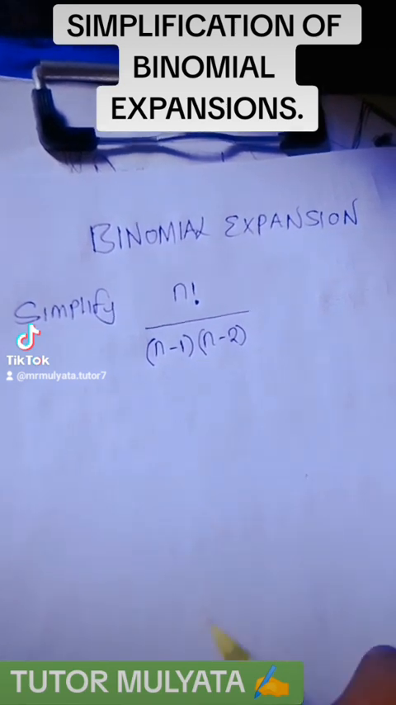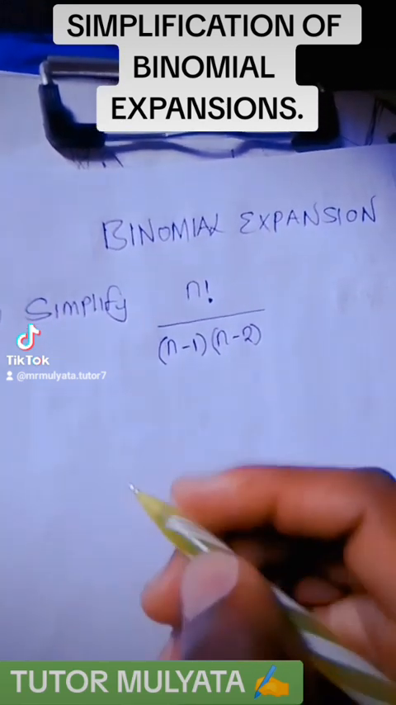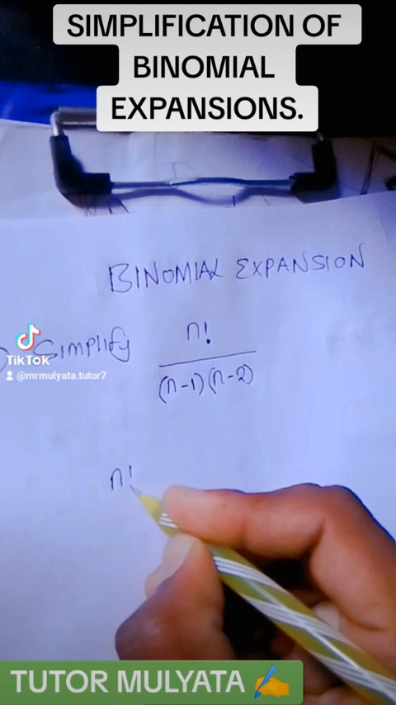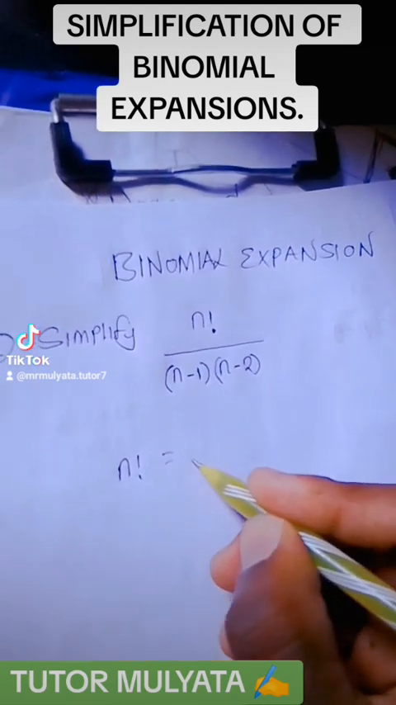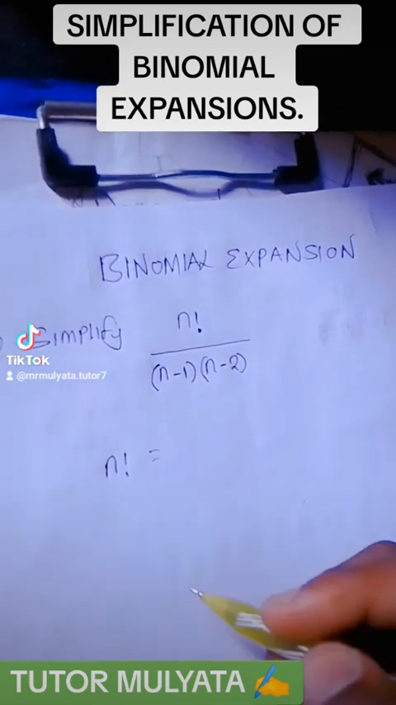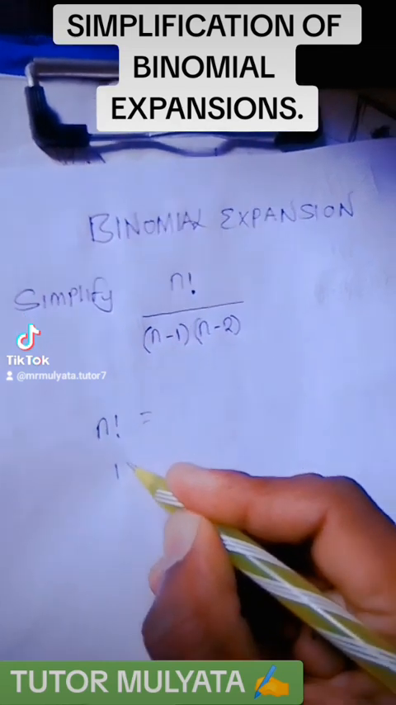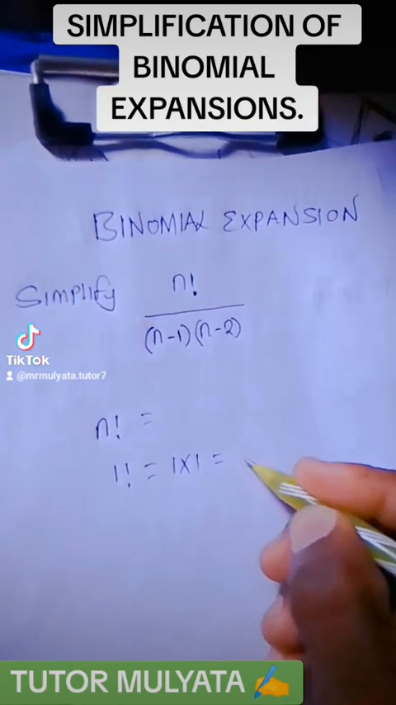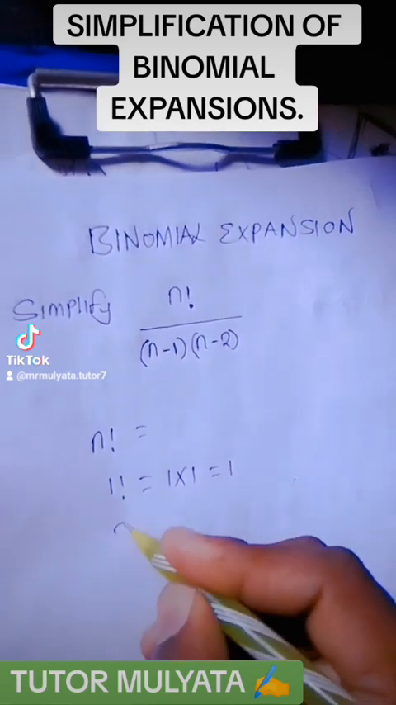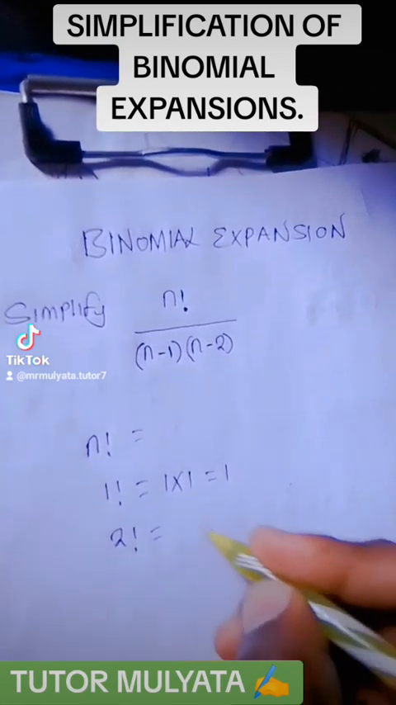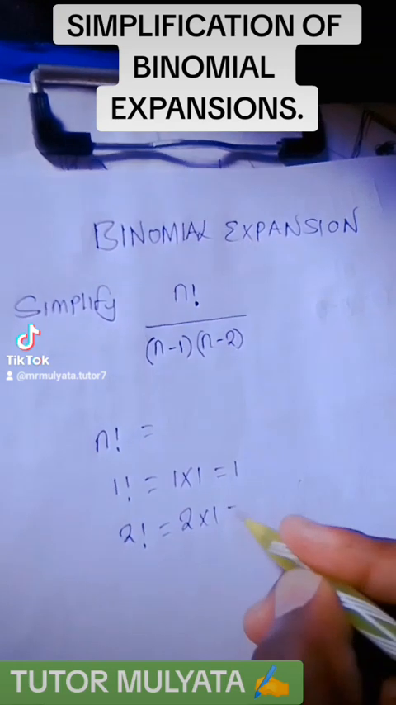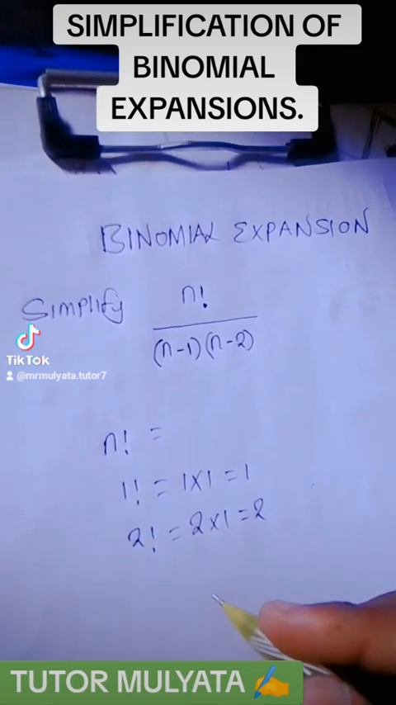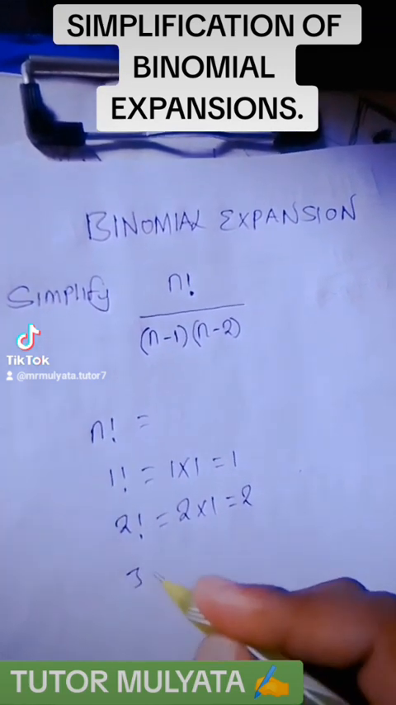Before we answer the question, let me give some background. If we say n factorial, n can mean any number you can put there. Let us try 1 factorial. It simply means 1 times 1, which gives us 1. If we say 2 factorial, it gives us 2 times 1, which is equal to 2.